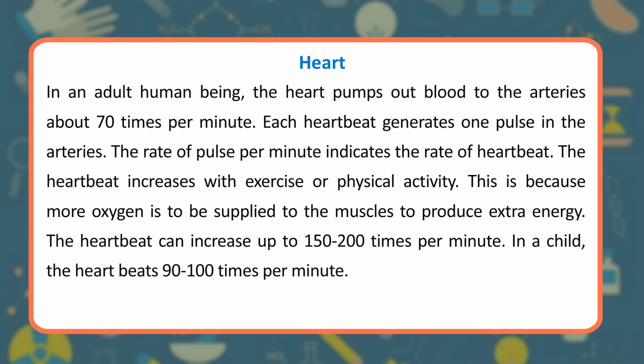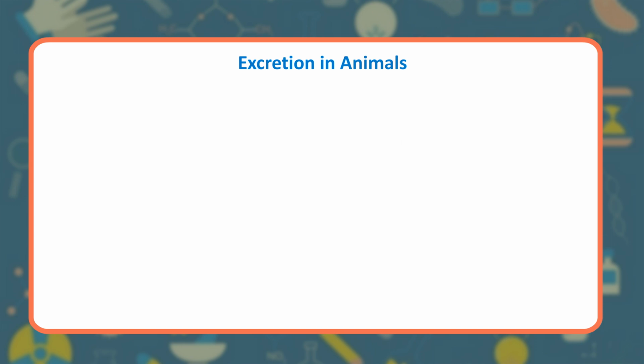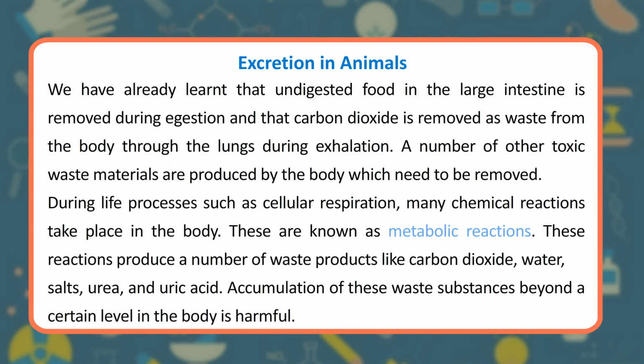In a child, the heart beats 90 to 100 times per minute. Excretion in animals. We have already learned that undigested food in the large intestine is removed during digestion and that carbon dioxide is removed as waste from the body through the lungs during exhalation. A number of other toxic waste materials are produced by the body which need to be removed.